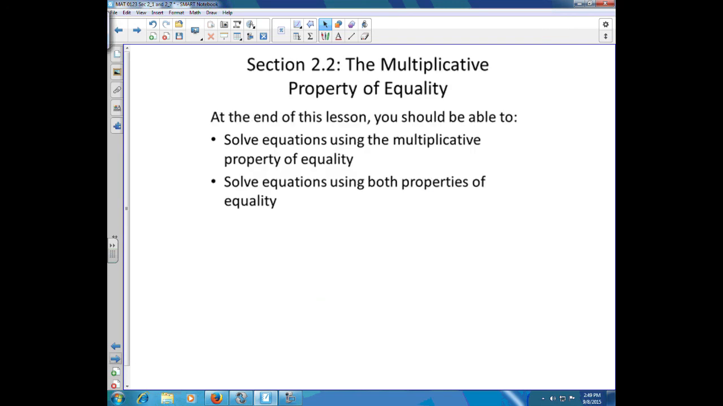So at the end of this lesson, you should be able to solve equations using the multiplicative property of equality. And you should be able to solve equations using both properties of equality.